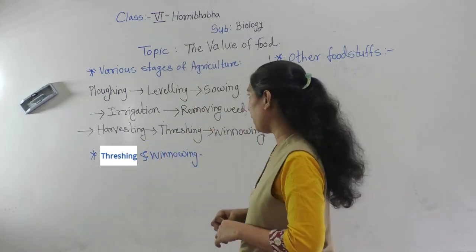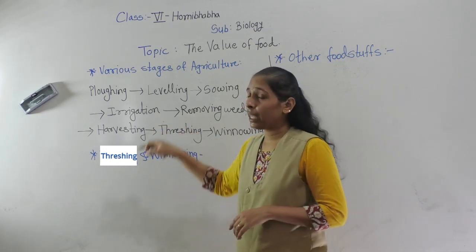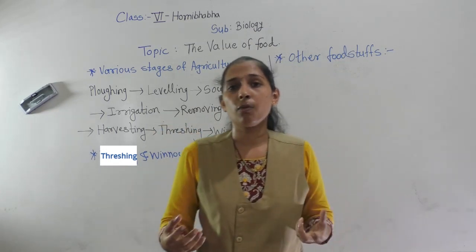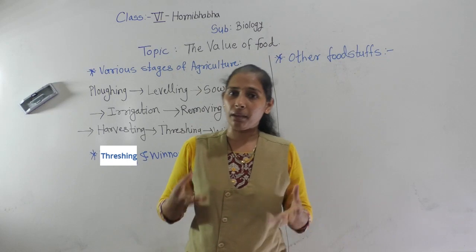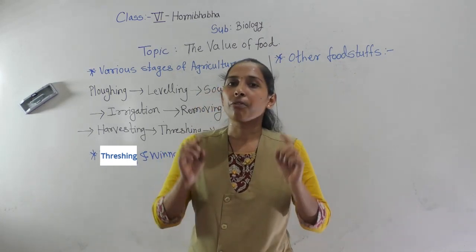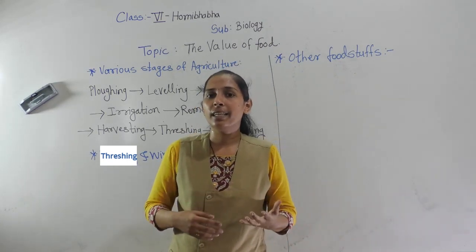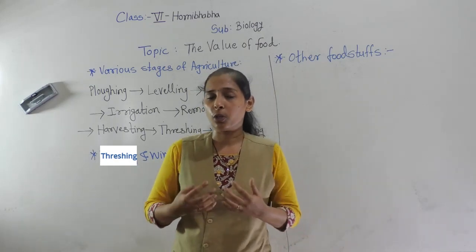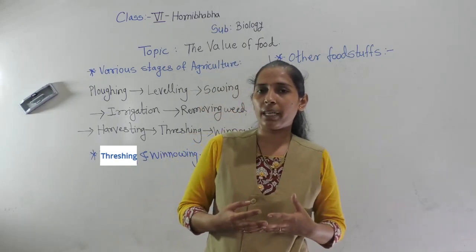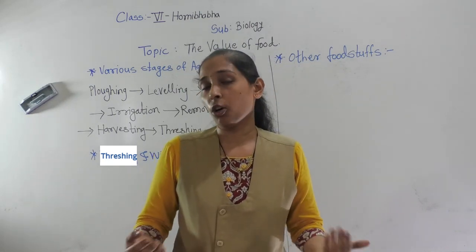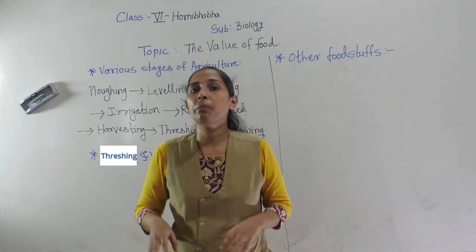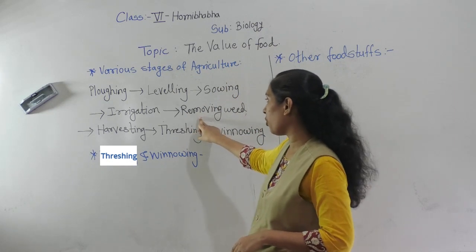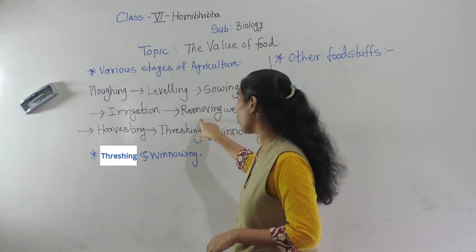Okay, next one. With the help of that irrigation, or plenty of water, the seeds are growing properly and nicely. But along with the seedlings, some other unwanted plants are also growing, which we call weeds, which are not useful for us. So it is the time to remove those weeds. That is the next step.